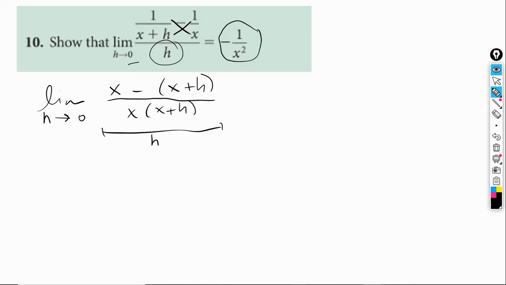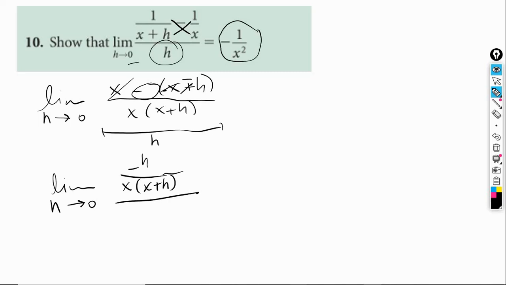Okay, so let's rewrite this here, limit as h approaches 0, but I want to do some operations here. Now notice that this negative here is going to change the sign, so this is going to be negative, and this is also going to be now negative. But x minus x cancels out, so I'm going to be left with minus h over x times x plus h. And what I always recommend is to not expand this until the very end, okay? And then we could rewrite this as this divided by h.